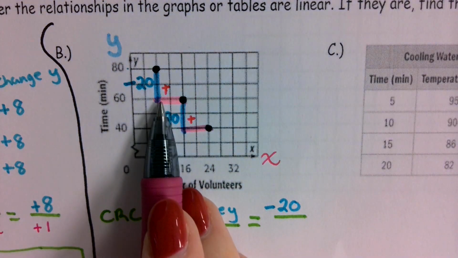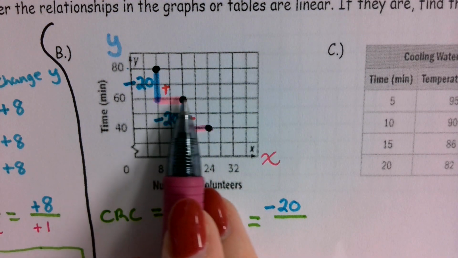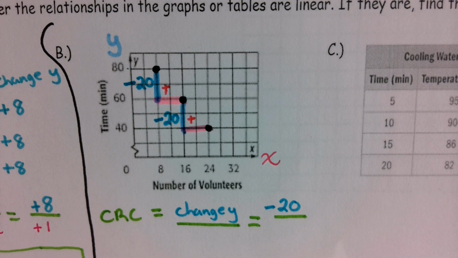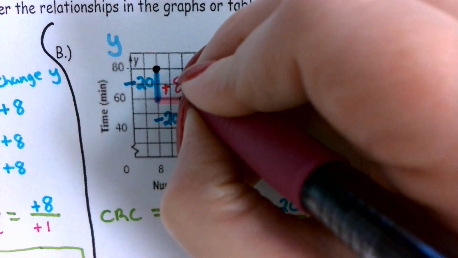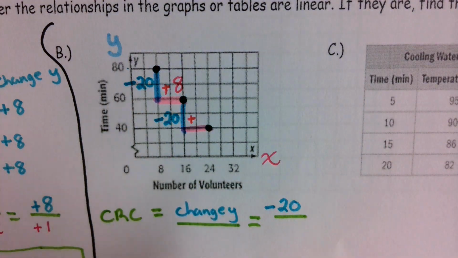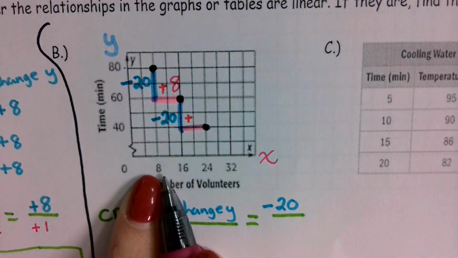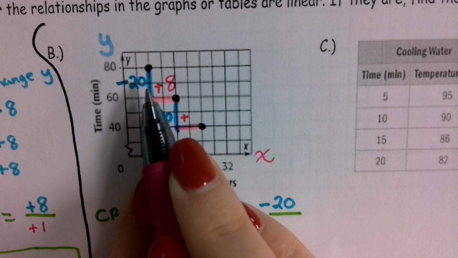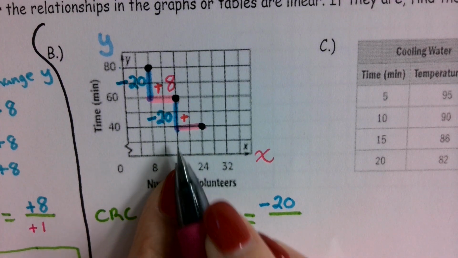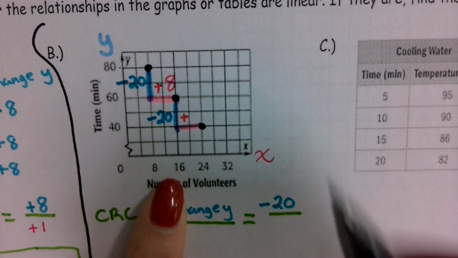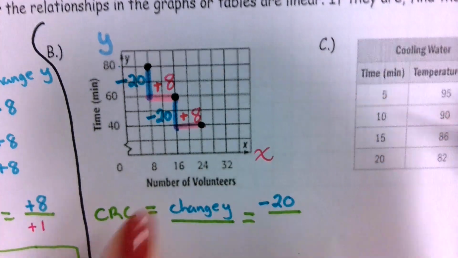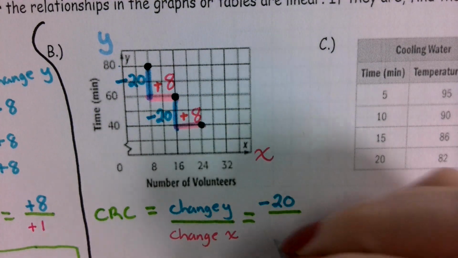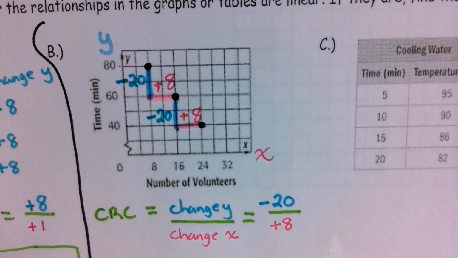And then going from this point to the next point, what am I increasing by? 8. You got to look at your axis. From this point, which was at the 8, to the next point, it goes to the 16. It moves by 8. Then we're going from 16 to 24. It's also moving by 8. So that means that the change of my x is an increase of 8.